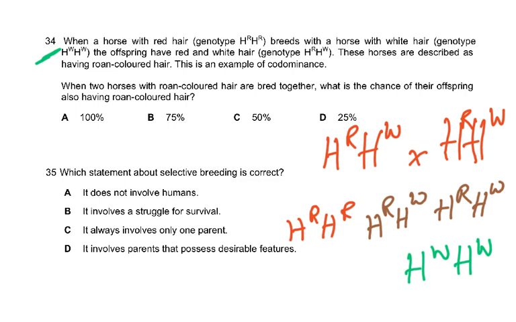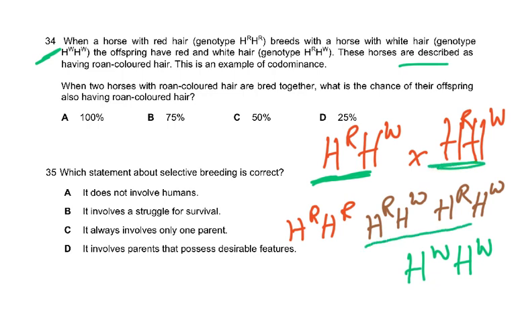Question 34. A horse with red hair, HR, breeds with a horse with white hair, HW. The offspring have red and white hair. Now you can see this is a phenomenon of codominance, red and white hair. These horses are described as having roan colored hair, roan, R-O-A-N. This is an example of codominance. When two horses are roan, roan means HR HW. So when two roan horses are bred together, what is the chance of the offspring having roan coloring?